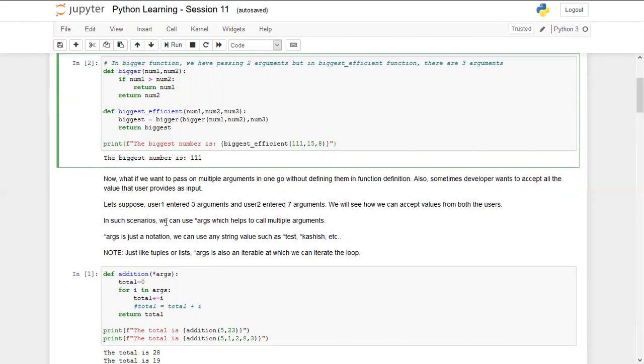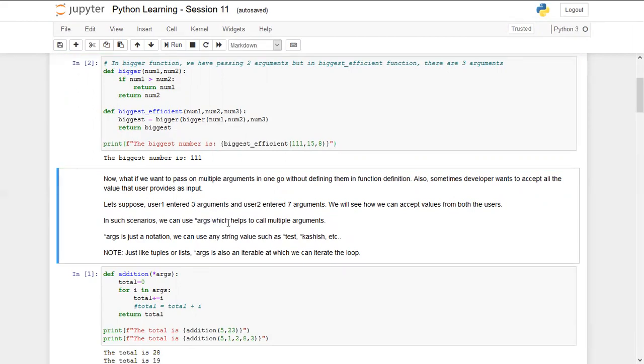In such scenarios, and this is important, we can use star args. This is something new in this session. Star args means, star means multiple. Just for learning purposes, you can keep in mind star as multiple, and args means arguments. Star args is specifically used for positional arguments, not keyword arguments. I'm repeating, star args is only used for positional arguments, not for keyword arguments. This should be kept in mind while working on such concepts.